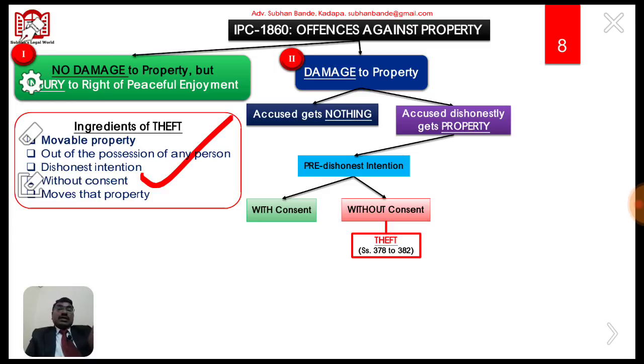Without consent, the consent may be implied consent or express consent. Consent may be implied or express. There will be no theft where there is a consent or authorization. If a person gives authorization or consent, then it is not said to be a theft.